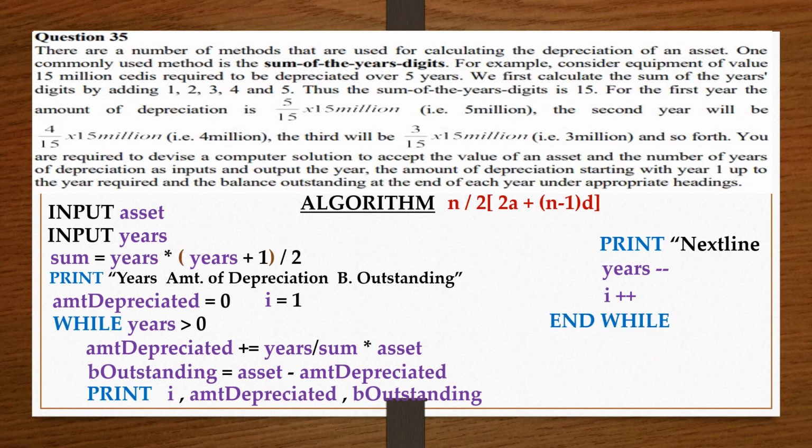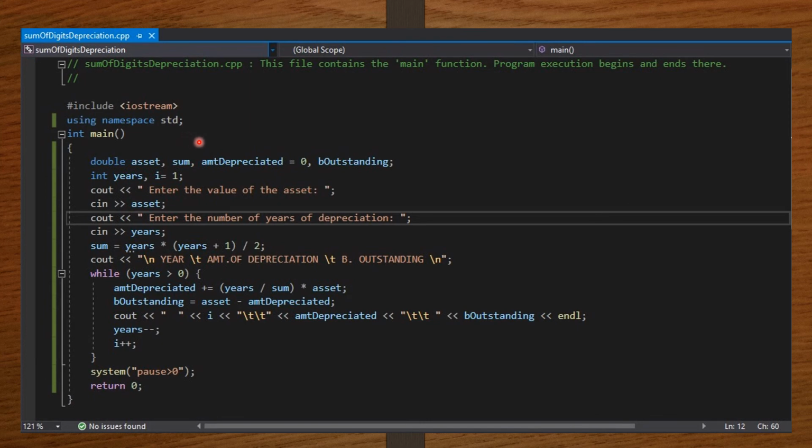Let's convert to C++ code. So I set my double variables, then my int variables, and I set I to be 1. Then I take the inputs, that is the asset and the years, from the user. Then I set the equation for the sum of the years digits. Then I create a table for the year column, the amount of depreciation column, and then the balance outstanding column. The backslash t is tab, and then the backslash n means next line.